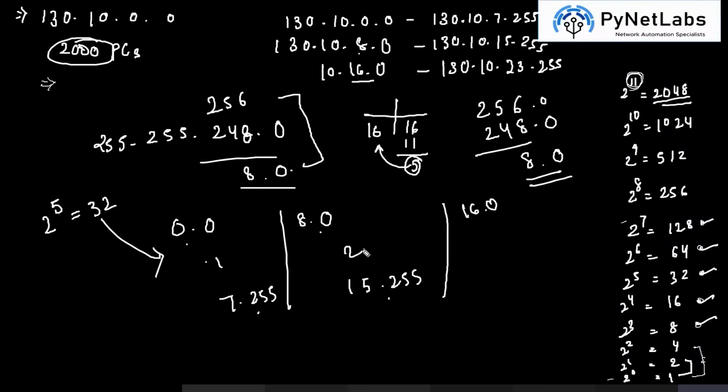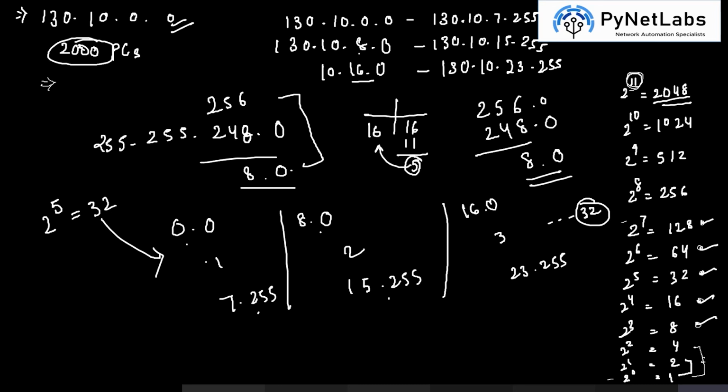One, then you have two, then from 16.0 to 23.255, the third one. You can go like this until 32. You can create 32 ranges out of this class B IP address. So is it clear to you guys now? Does it make sense? Oh, perfect.